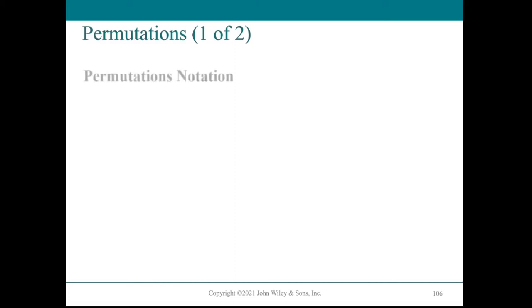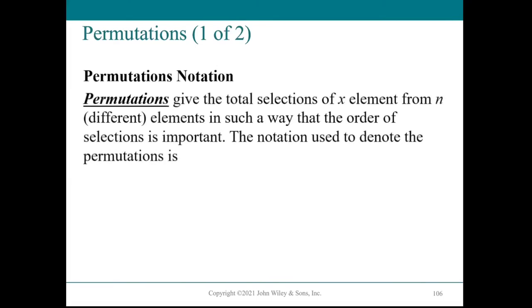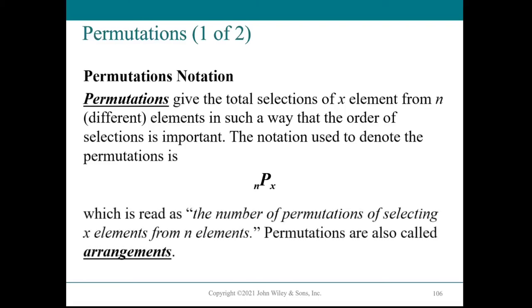Okay, let's look at the next example, which is permutation. How are permutations different from combinations? We have a permutation notation similar to how you do combinations. Permutations give the total selections of x elements from n elements in such a way that the order of the selection is important. In a combination, as long as the two elements are grouped together, it is fine regardless of the order. But for a permutation, they must be in the same order. So the order here matters, the order in which each element was selected from the n elements.